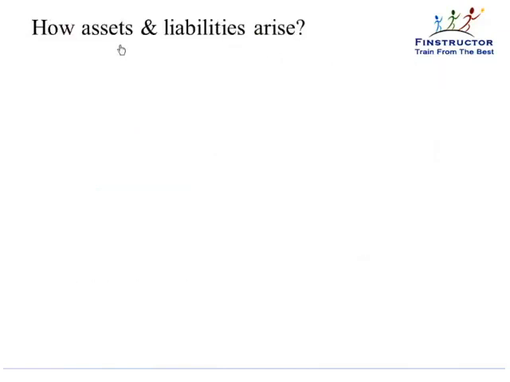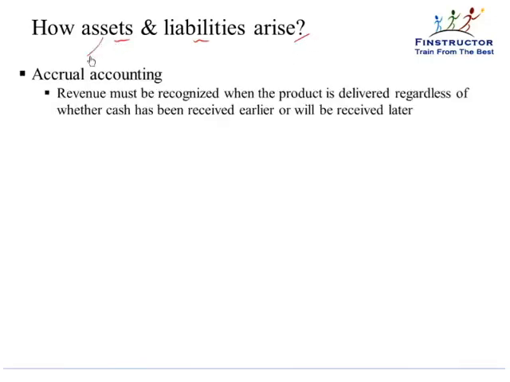Now, before we study each type of asset and liability individually, let's understand broadly how assets and liabilities arise on the balance sheet. They come in because of the principle of accrual accounting, which says that revenue must be recognized when the product is delivered, regardless of whether the cash has been received earlier, will be received later, or hasn't been received yet. So if I have delivered the pen and that pen cost $100, then I have to book sales of $100 whether or not my client has paid me.